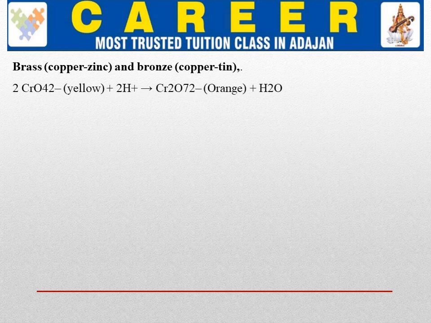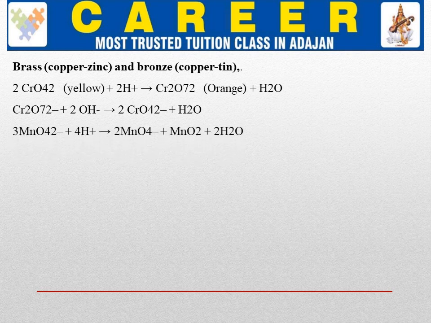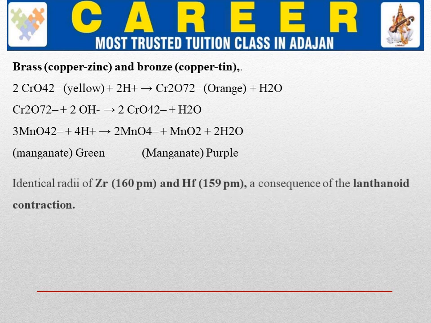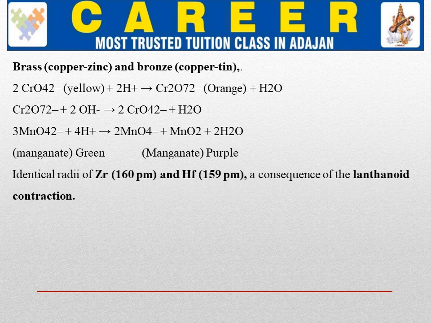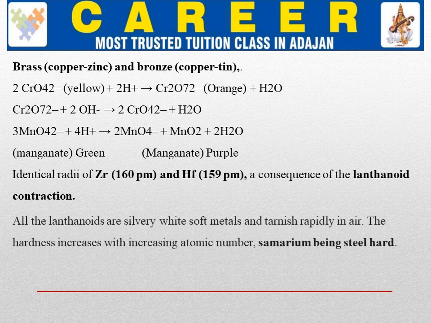Dichromate ion is orange in color, which in presence of base gets converted into yellow chromate ion, and chromate ion in presence of acid gets converted into dichromate ion. Manganate ion in presence of acid gets converted into permanganate ion, that is from green color to purple color. Identical radii of zirconium and hafnium are attributed to the lanthanoid contraction.